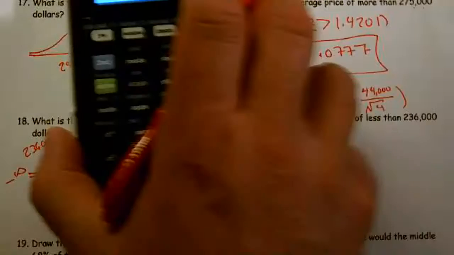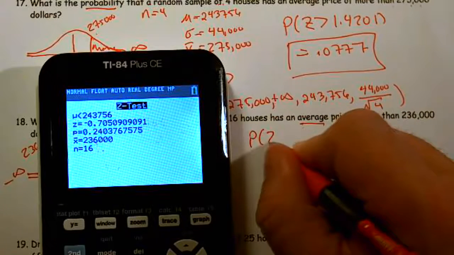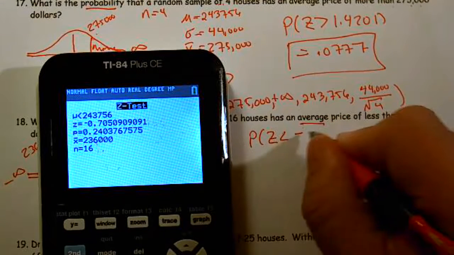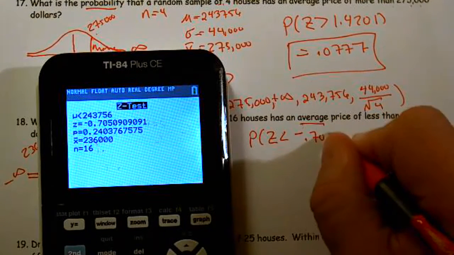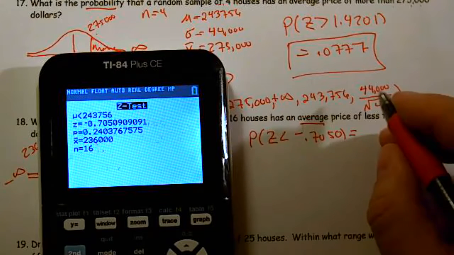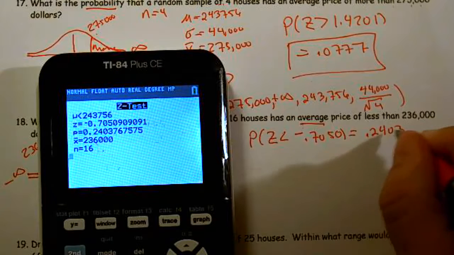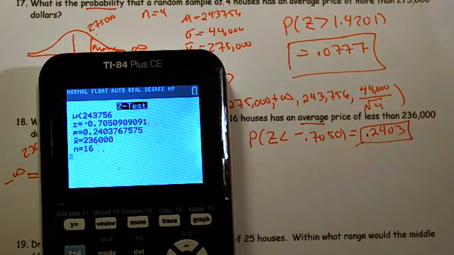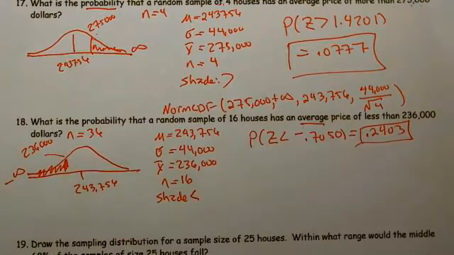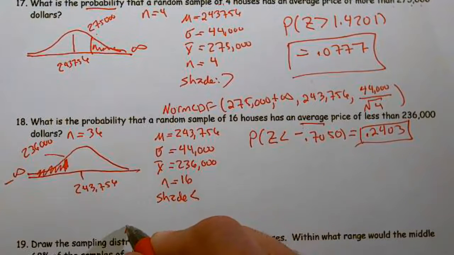And we get the probability that Z is less than negative 0.7050 equals 0.2403. 0.2403 that I box is what goes in a Google form. Had you preferred to do the norm CDF, it would look something like this.